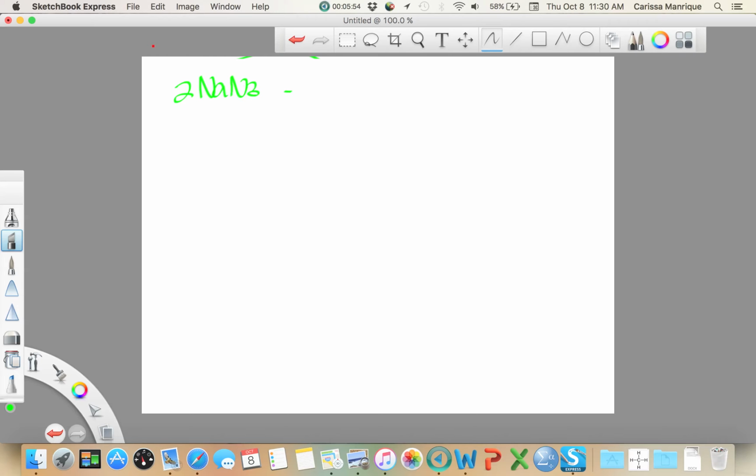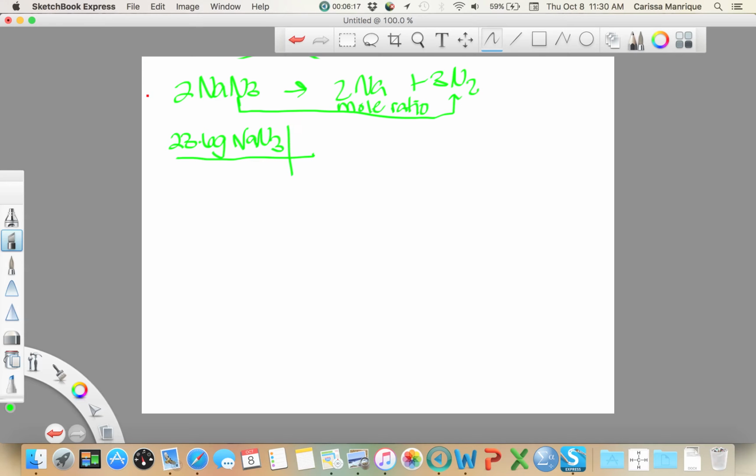2NaN3 yields 2Na plus 3N2. Okay, so we know that we have 23.6 grams of NaN3. Anytime we're going from a mole of one substance to a mole of another one, remember, at some point we're going to use a mole ratio. So the first thing we need to do is convert this to moles so we can do a mole ratio. If you get the periodic table and calculate the molecular weight of this, you're going to get approximately 65.